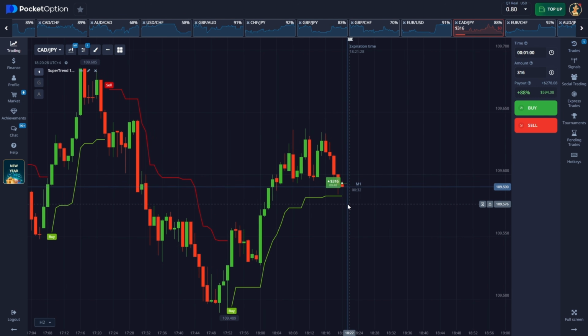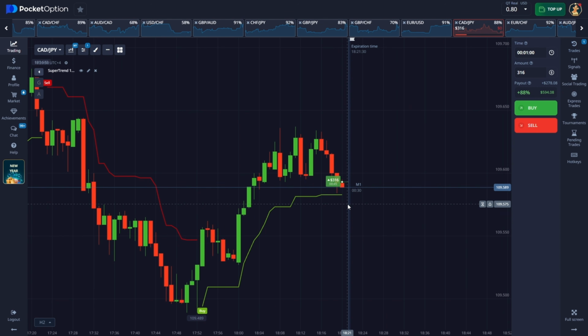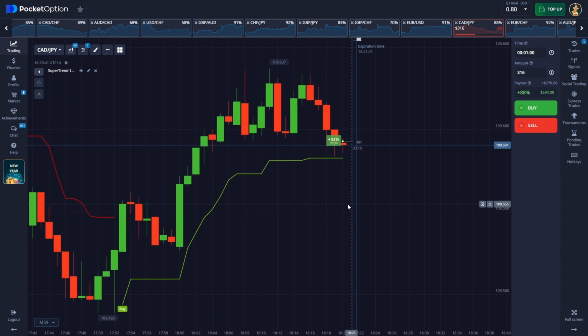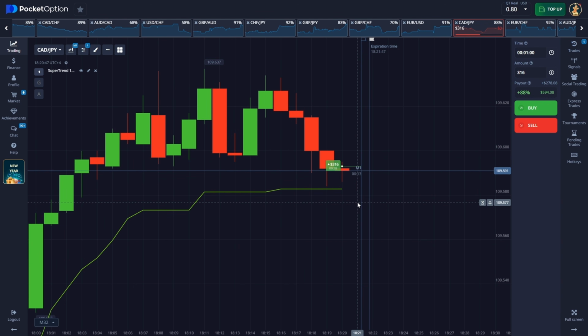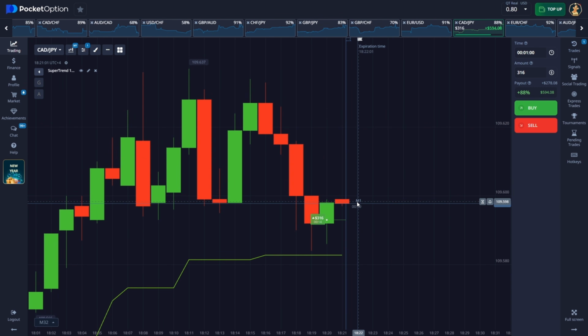Worth $316. On CAD JPY, there was an uptrend, and you can also see a buy signal. That's why I took this trade. A candle also gave us an entry near the buy level, and I already took the trade. Let's see how it goes. The candle reversed and became a green candle, and the trade is now going in our favor. We still have 13 seconds left.